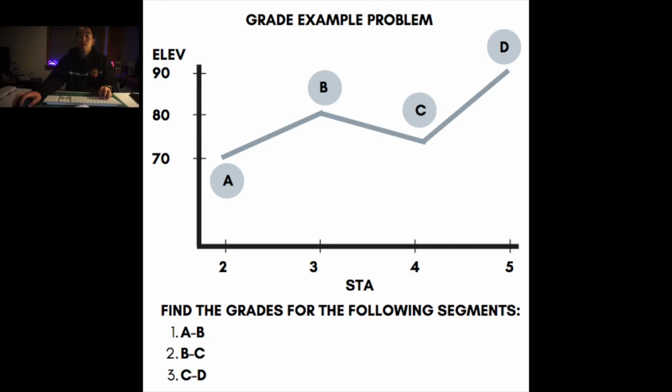So let's look at a grade example problem, and we have 4 points, A, B, C, and D, and it looks like we have an elevation of 90, 80, and 70. So take 2.7 minutes to see if you can solve this problem, and let's get back.